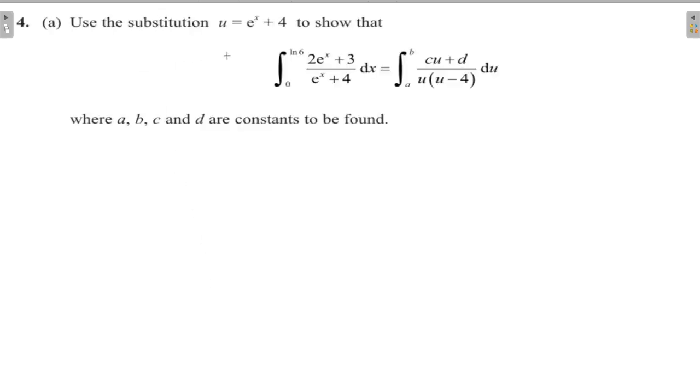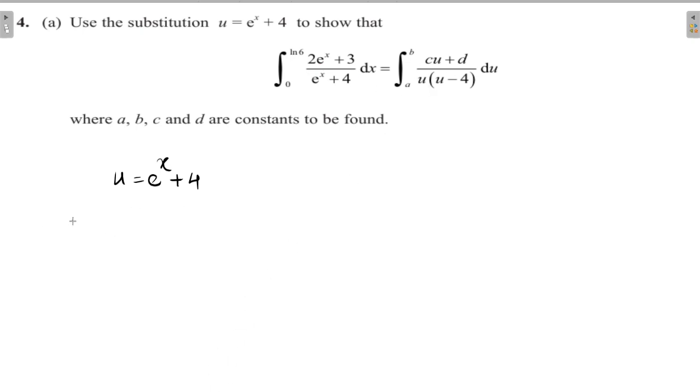Therefore, use the substitution u equal to e power x plus 4. With the help of this substitution, the whole integration we are going to convert in terms of u. First, we can convert the limit. The limit is given 0 to ln 6, we are going to convert in terms of u.